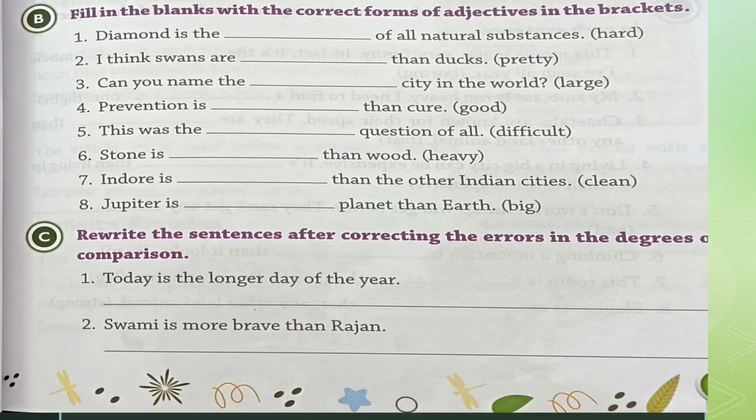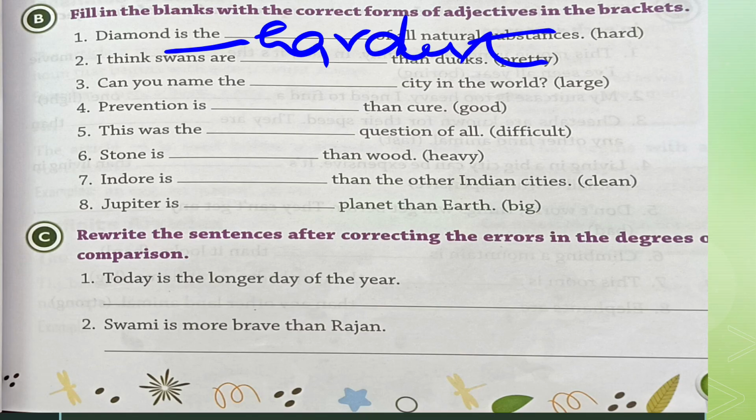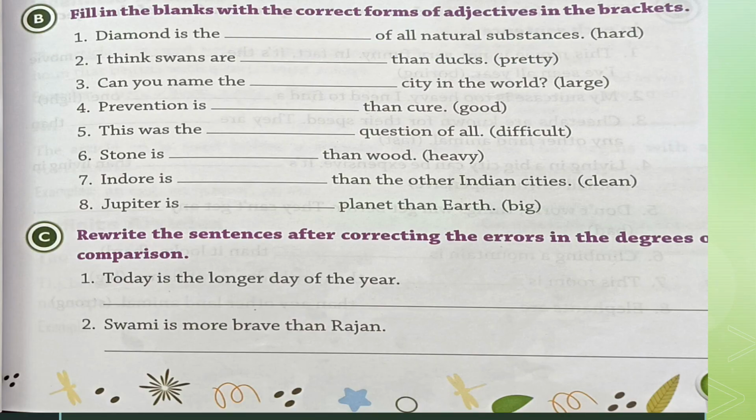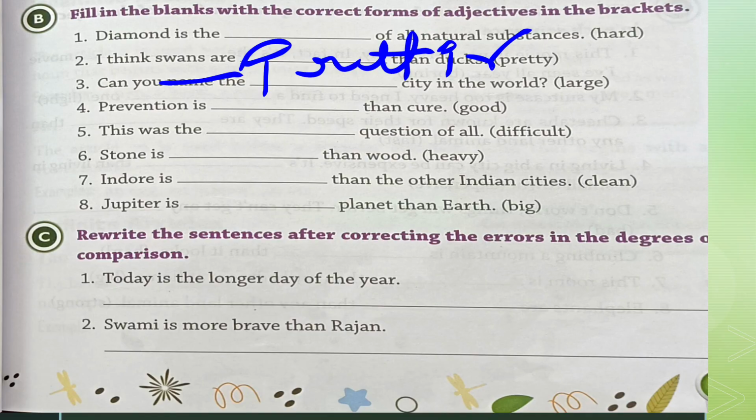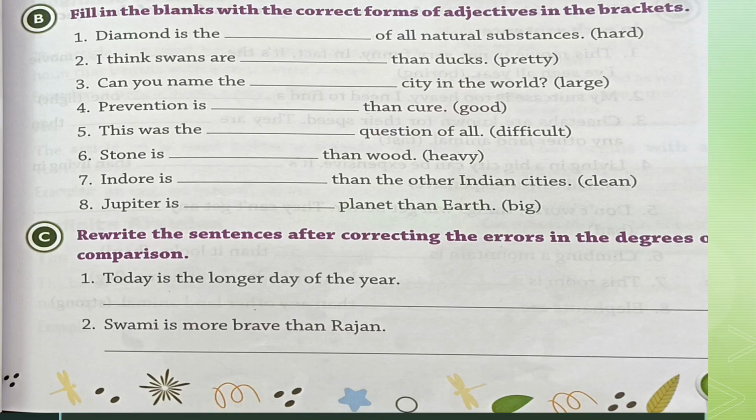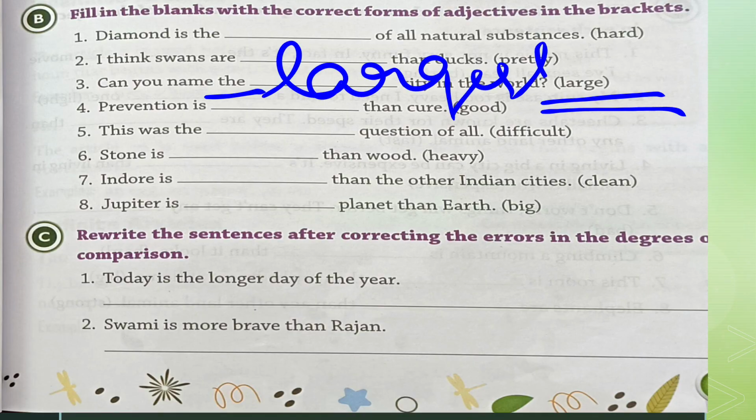Understood? Now fill in the blanks with the correct forms of the adjectives in the brackets. Diamond is the hard, harder, hardest, because here the is there, so we will use the superlative degree, and that would be hardest. Swans are prettier, because you are making a comparison between swans and ducks, so we write prettier. Can you name the largest? Here we use the superlative degree, and it would be largest.